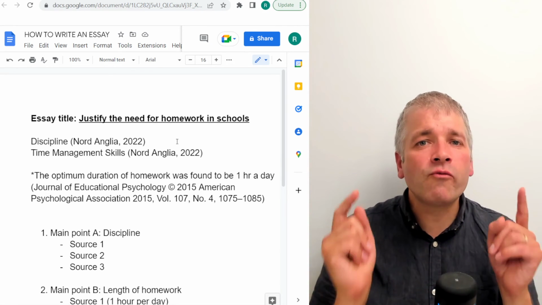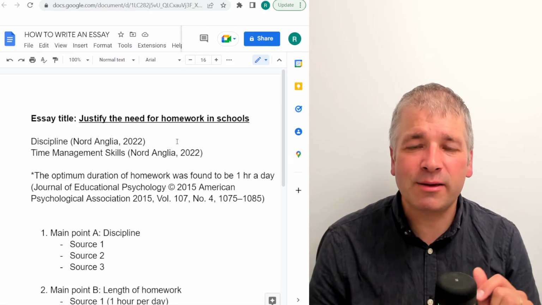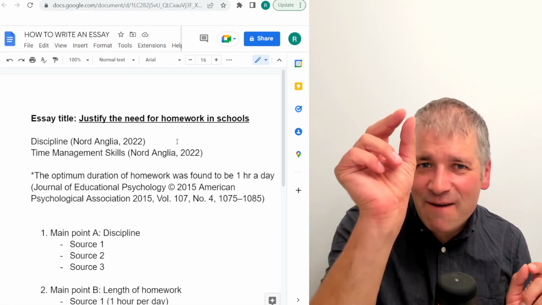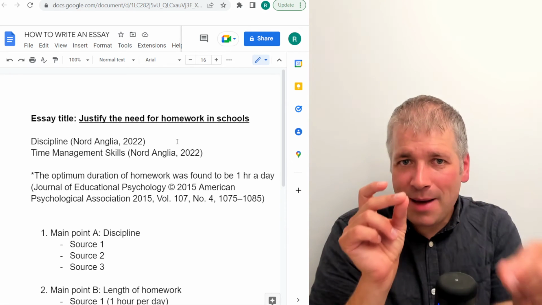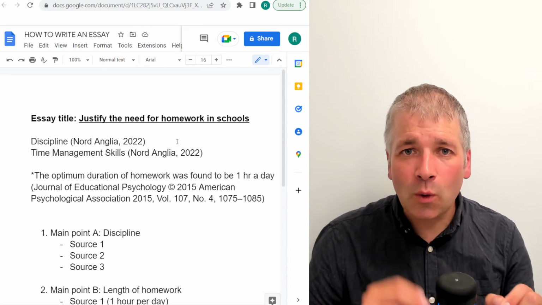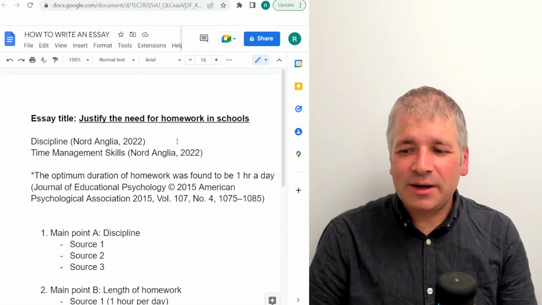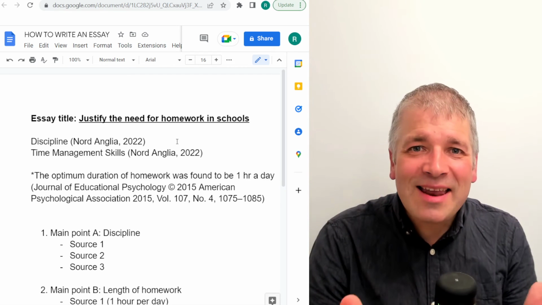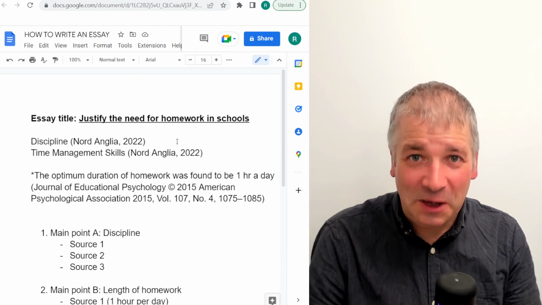And one thing that will really help you get a good mark in your essay is if your marker can see that everything connects, everything matches up all the way through your essay. So that's point 8. Point 9 is the bibliography.